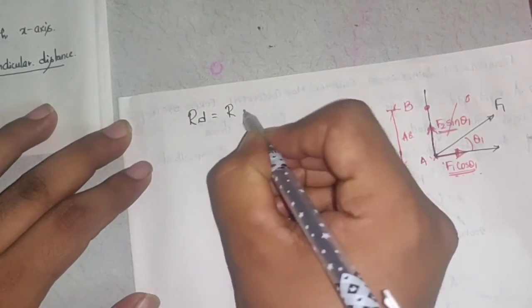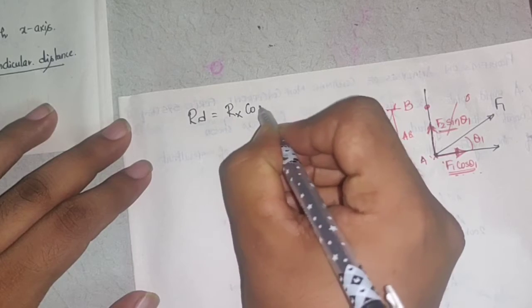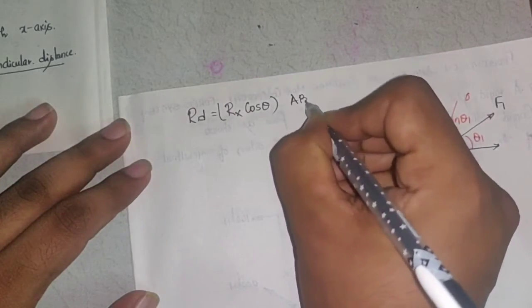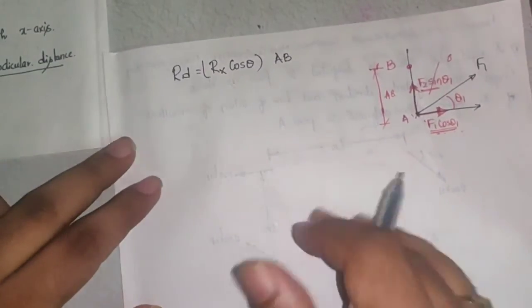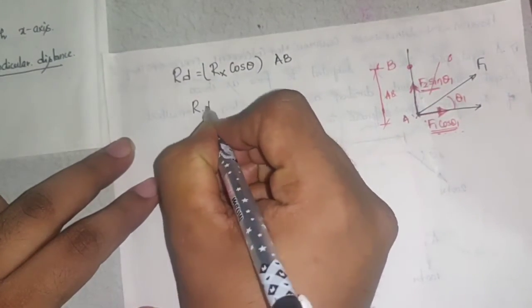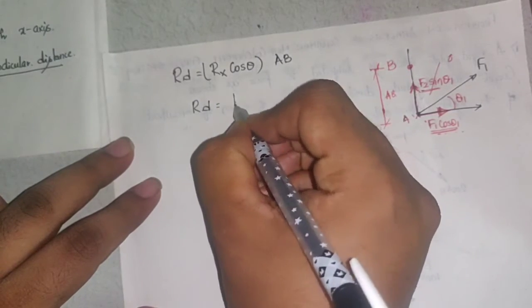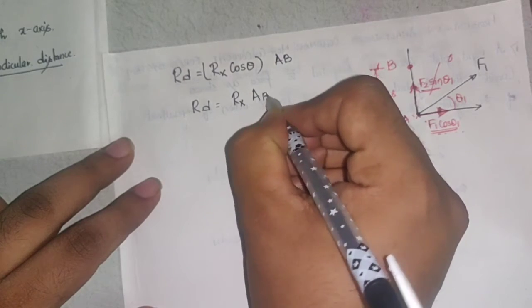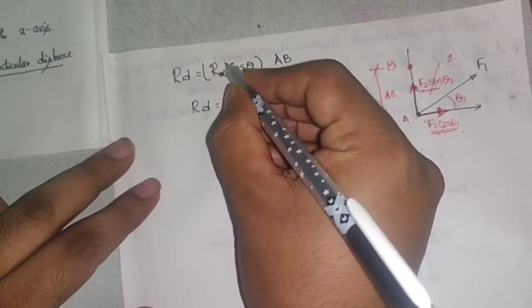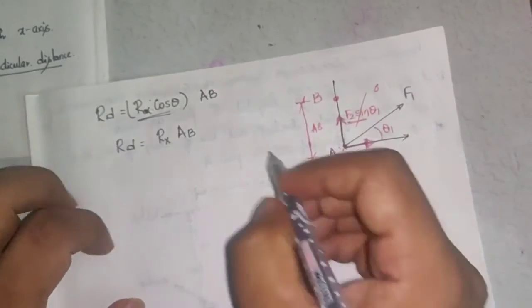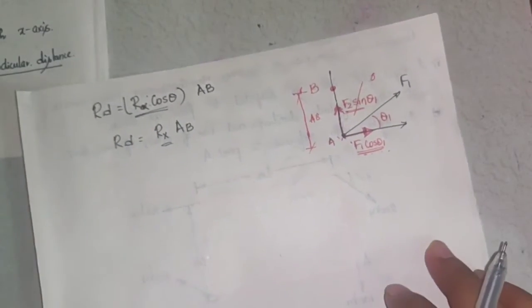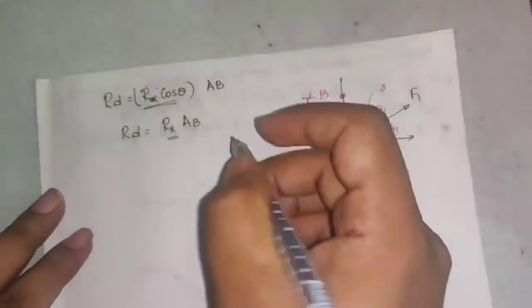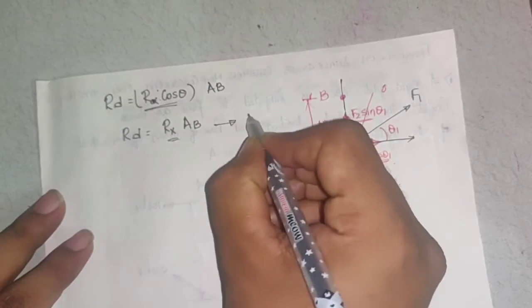Similarly, Rx, or R cos theta, is the force, and the perpendicular distance is AB. Then what can I write? R into D is equal to what? I can write this as Rx into AB, where I name R cos theta as Rx. So this is Rx into AB, which I'll mark as equation 1.